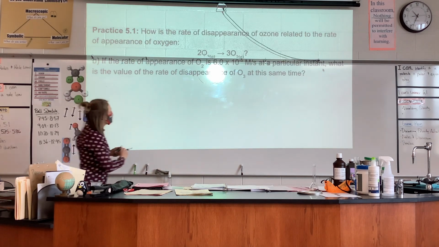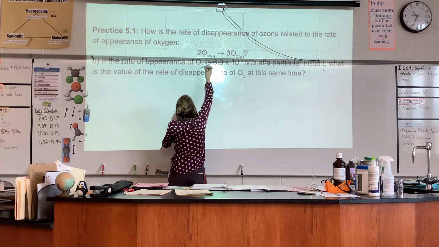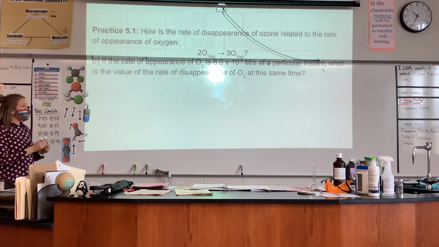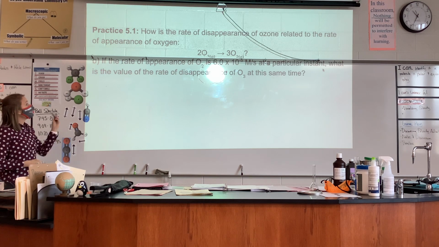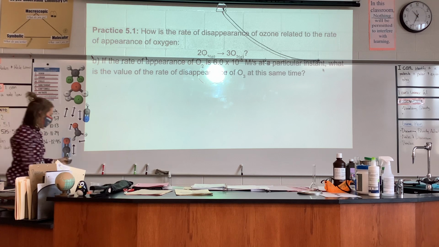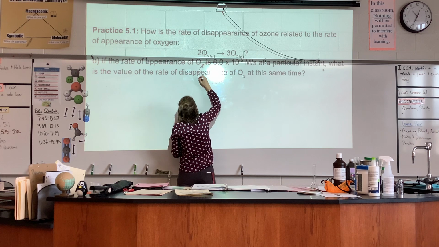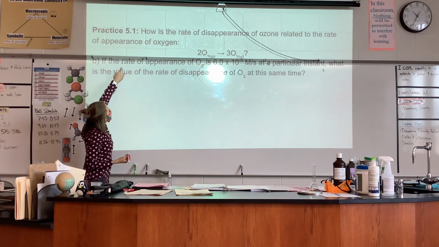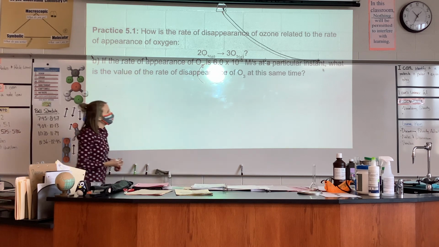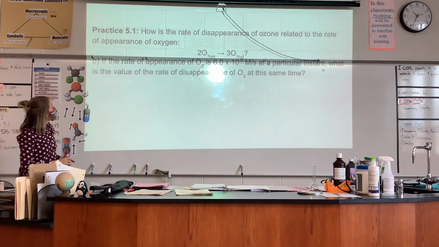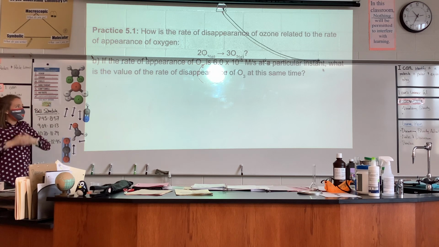Okay, so let's take a look at this problem here. How is the rate of disappearance of ozone related to the rate of appearance of oxygen? From some data we found, or someone found for us, the rate of appearance of O2 is 6.0 times 10 to the negative 5 molarity per second. What is the value for the rate of disappearance of O3 at this same time?